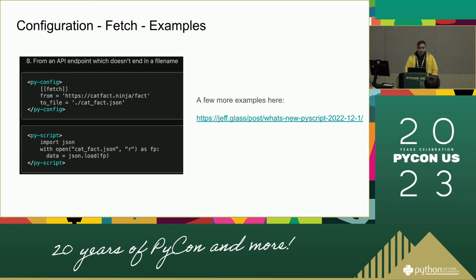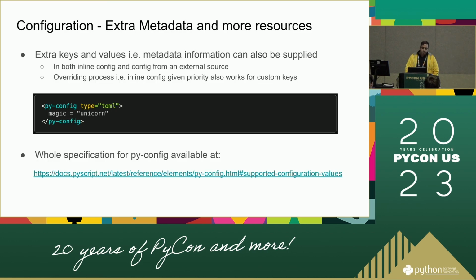Let's say you have an API which doesn't end in a file name, and this is an actual URL, you can visit it. This gives us a JSON. So I'm saving it via catfact.json, and you can simply import it like this. There are a few more examples. I'll probably create a bit.ly link of this blog post, and this covers almost all the use cases. But you can have extra keys and values, that is, metadata information can also be supplied in both inline config and config from external source.